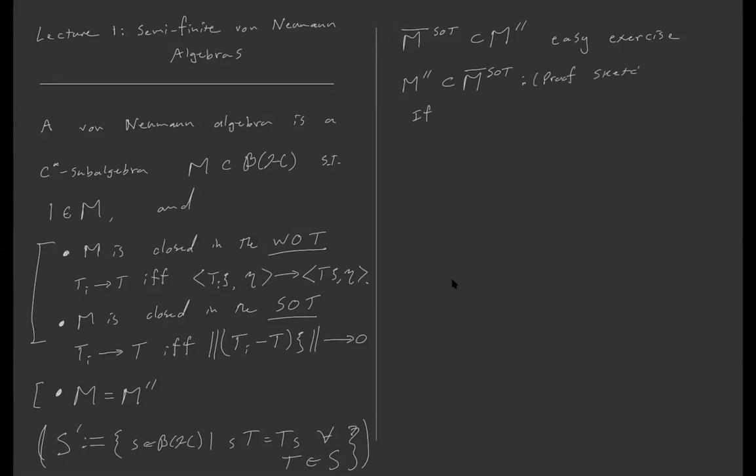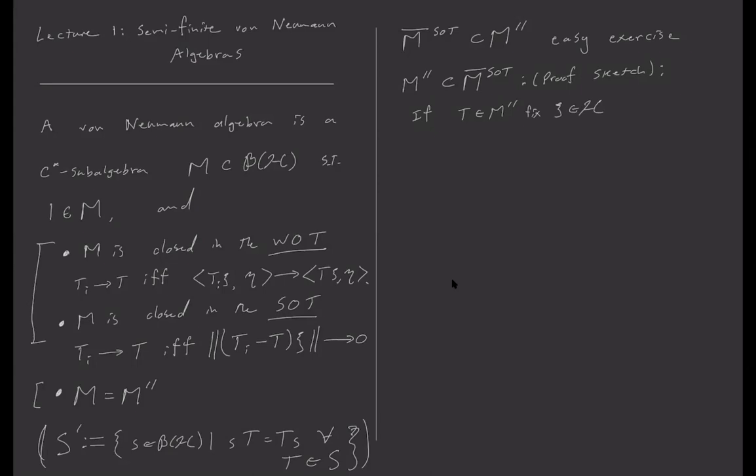And that is that if you have, say, T in the double commutant, then we want to approximate this by things in M in the strong operator topology. And how do we do that? Let's fix a vector c in H. So fix c in H. And then what do we notice?